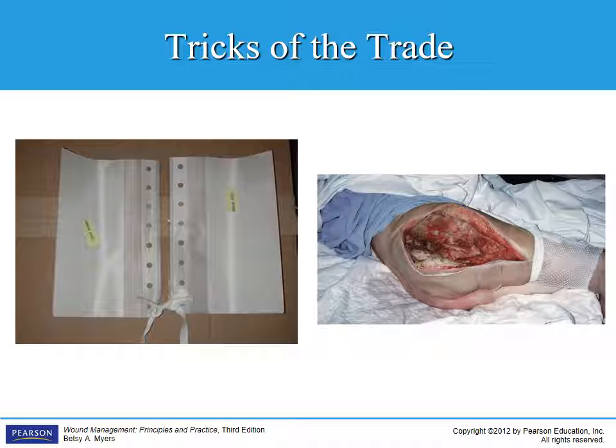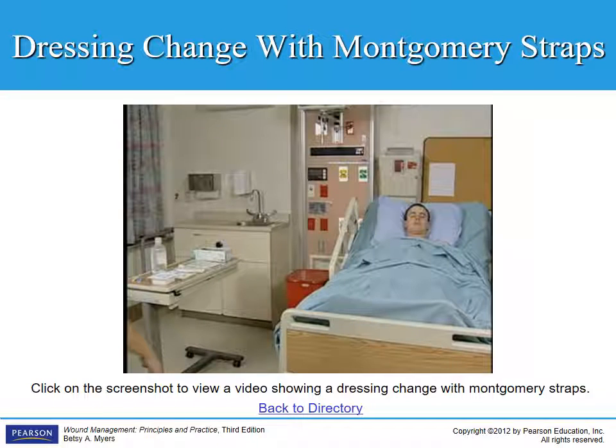Okay, so it basically just kind of brings the two edges together. And there's an example of a wound that you would use a Montgomery strap on. You see how large this wound is? So you kind of want to bring it together. Once you pack it, you want to bring it together by using Montgomery straps. I've seen it used in this type of wound. Predominantly, I've seen it used in large, gaping abdominal wounds.